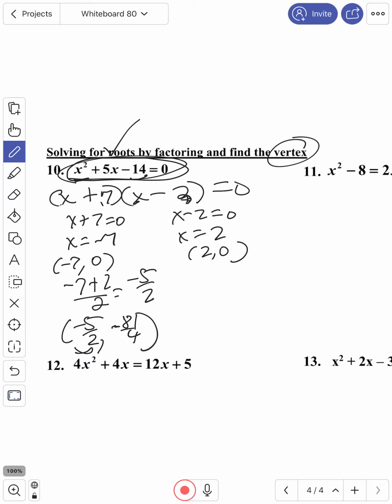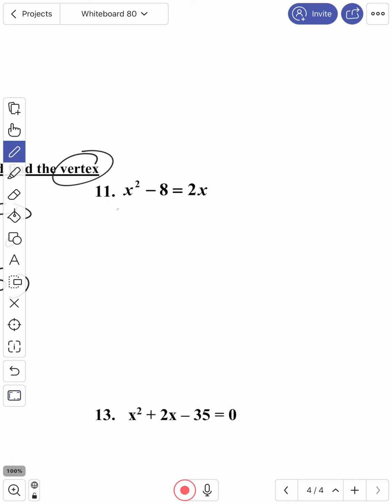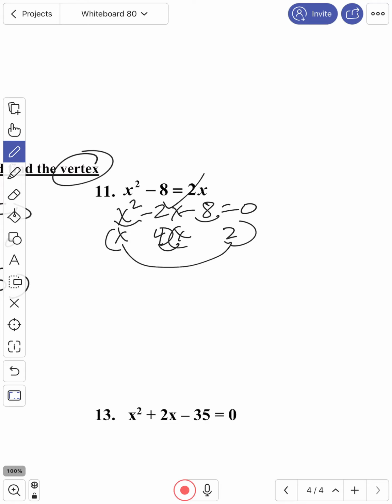All right, so let's go to 11. First thing I want to do is get it equal to 0. Then I'm going to factor. After I check for anything in common, I factor the front, which is x times x. Factor the back, I'm going to try 4 and 2. That gives me a 4 and a 2, so I can get a 2 in the middle if this one's minus and this one's plus.